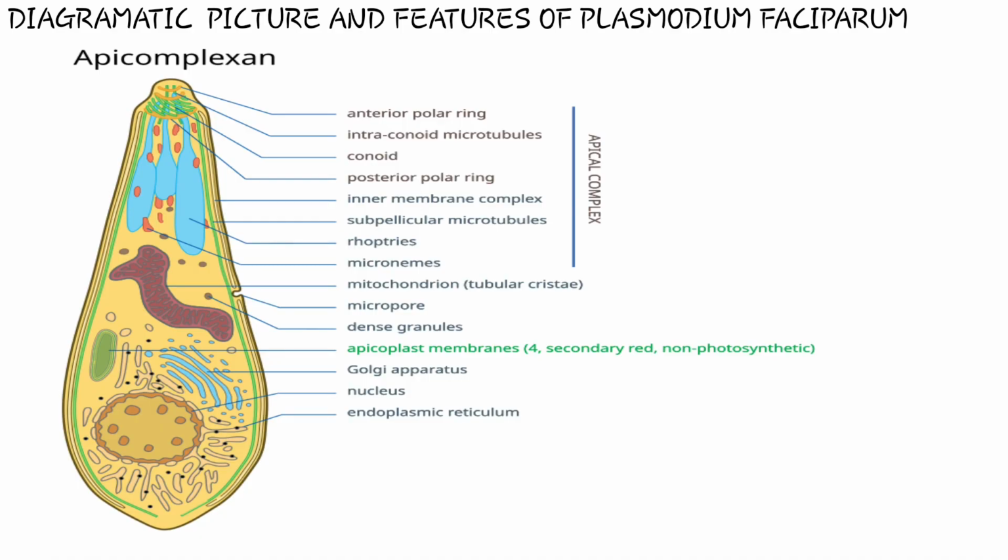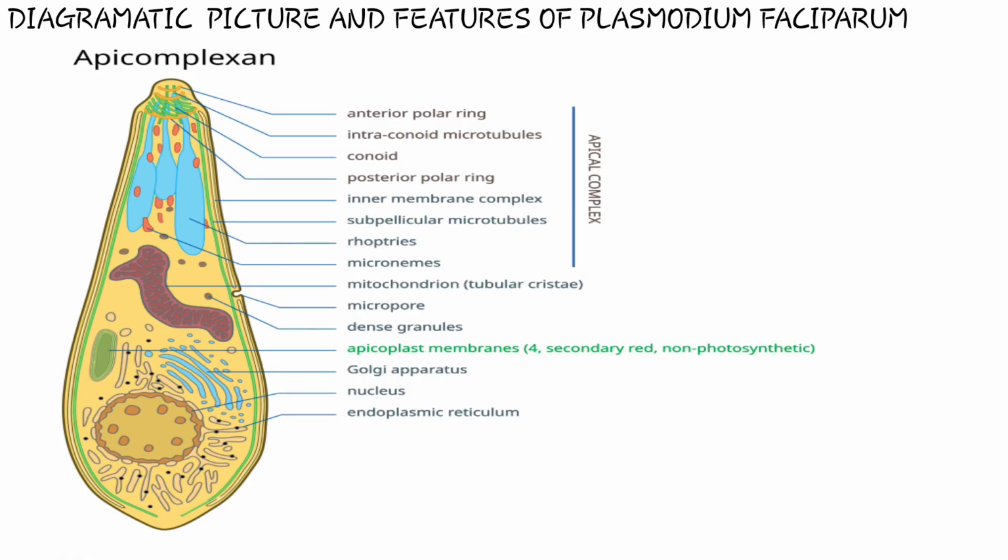This is like a generative machine which consists of actin filaments and an actin-myosin complex. Once it is activated, it allows these parasites to move from one point to another, or to invade the red blood cells.